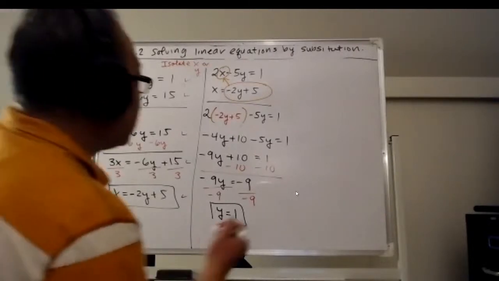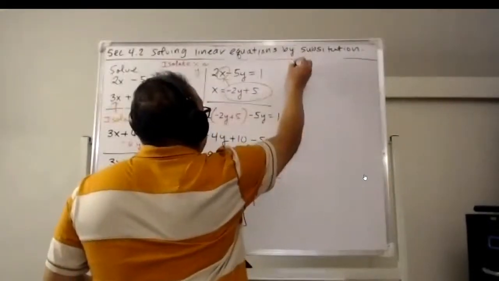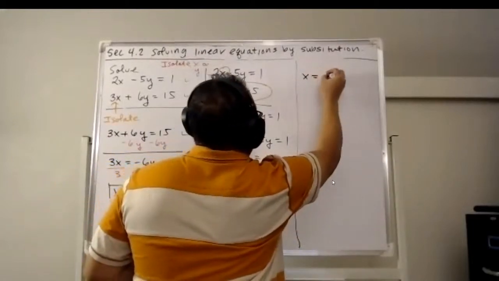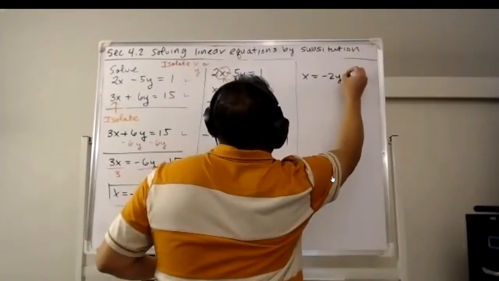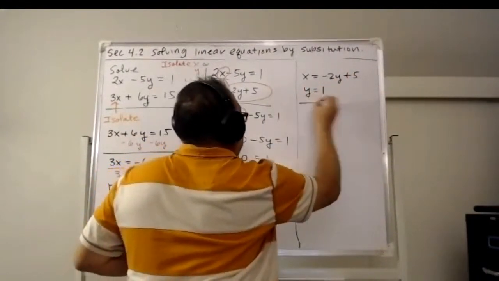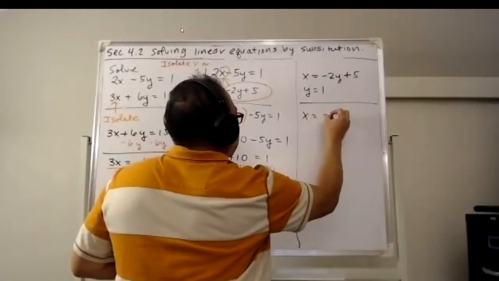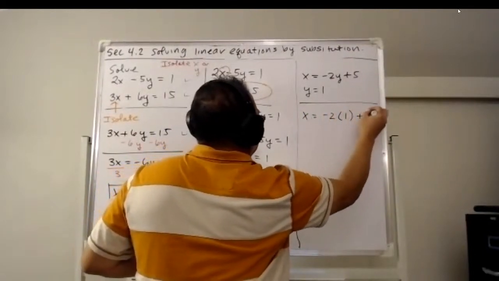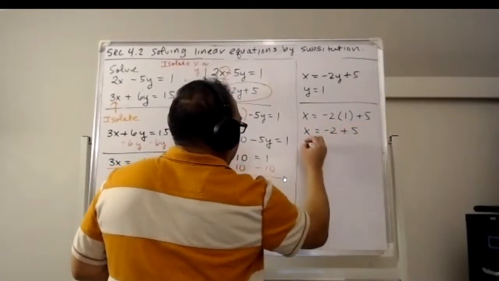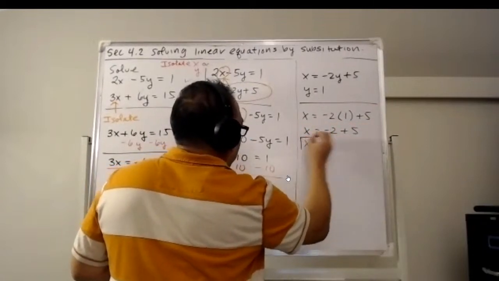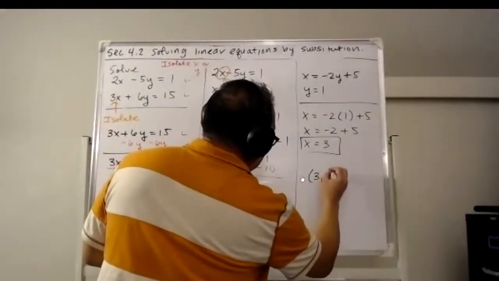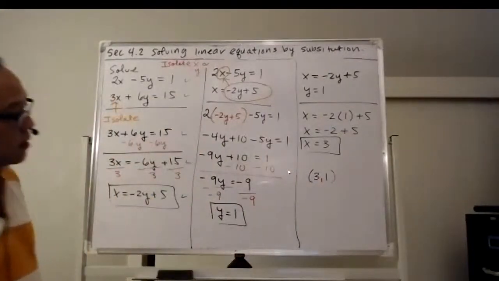So let's do it again. x is equal to minus 2y plus 5, and y is equal to 1. So x is equal to minus 2 times 1 plus 5. x is equal to minus 2 plus 5. x is equal to 3. So go ahead and copy that.